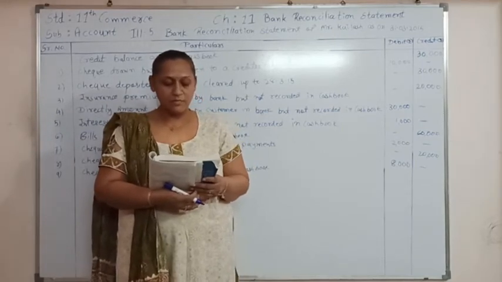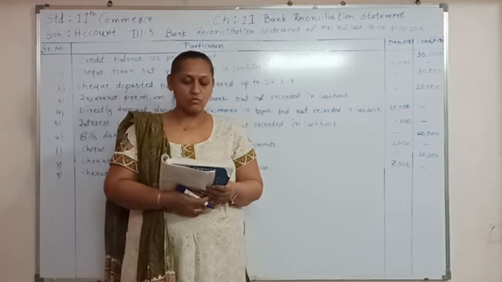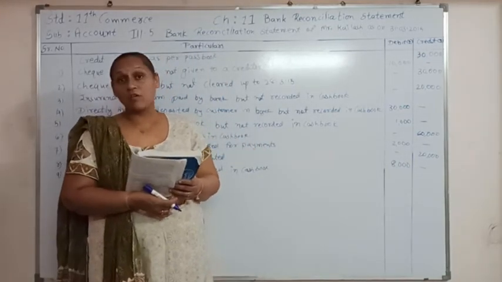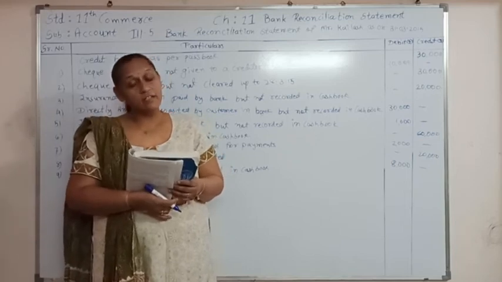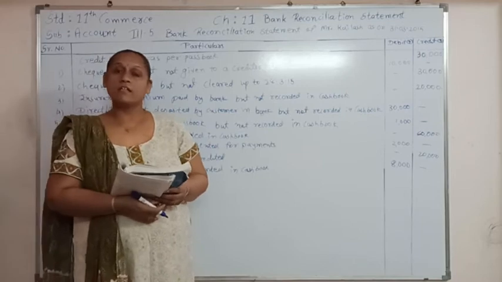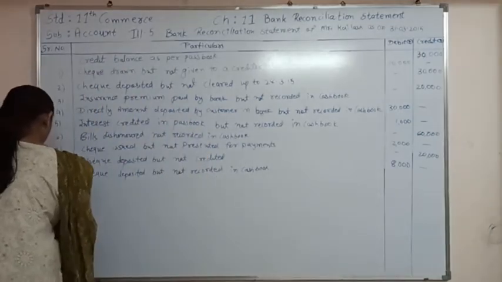Bank charges and commission of rupees 2,000 are debited by bank in passbook Kailash, for which no entry is passed in the cash book. So bank has already debited but which is not credited in the cash book. So here we are going to credit it in the BRS. So let's make the entry number 10.